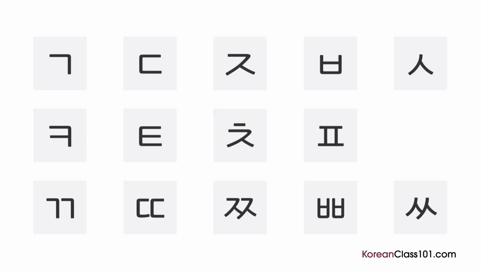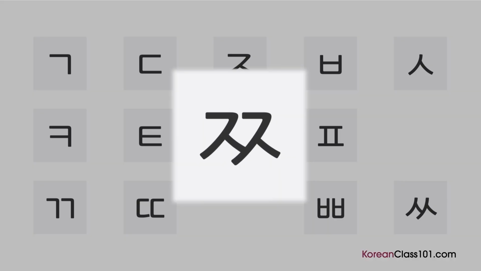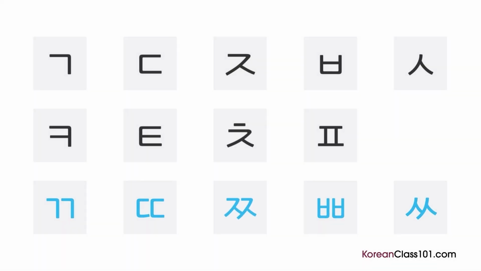In this lesson, you'll learn the pronunciation of tensed consonants. These are also called double consonants because they look like two consonants next to each other. These tensed consonants sound like the unaspirated versions, but have a heavier and more stressed sound.